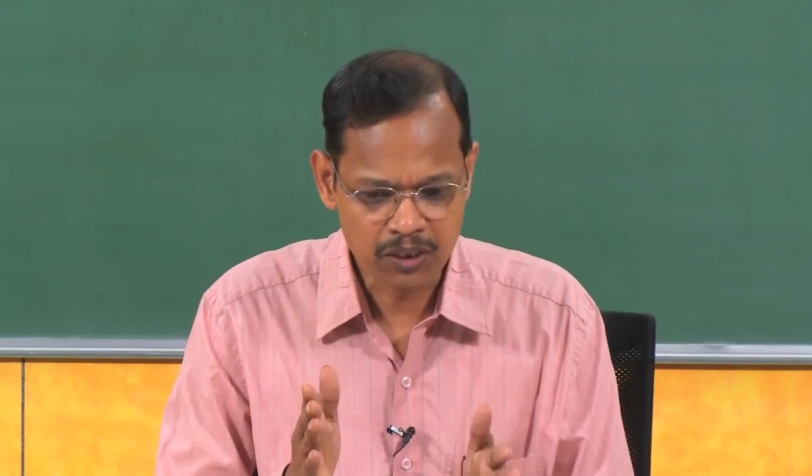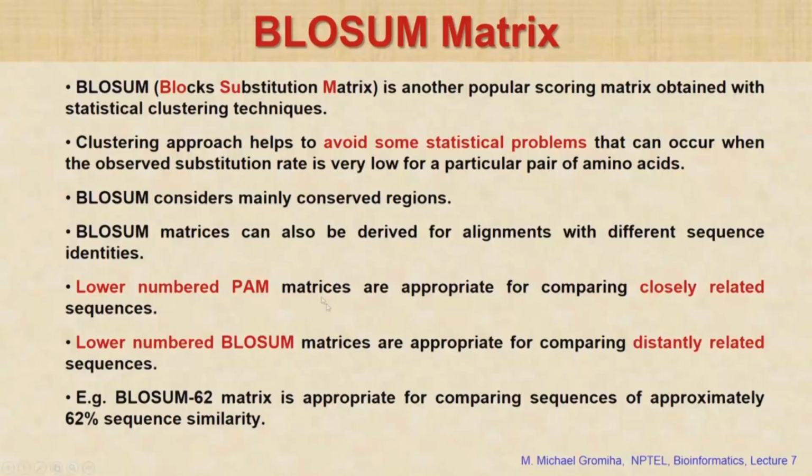If you construct the PAM matrix, if you make the alignments, sometimes you can see several gaps. In the case of the BLOSUM matrix, this is also another popular matrix. Here they use only the places where they are highly conserved, where you can get the proper alignment. In this case, they avoid the regions where they have a lot of gaps. So, here you can see mainly the conserved regions. This can avoid some of the statistical problems where the substitution rate is very low for any particular pair of amino acids, that introduces some sort of bias.